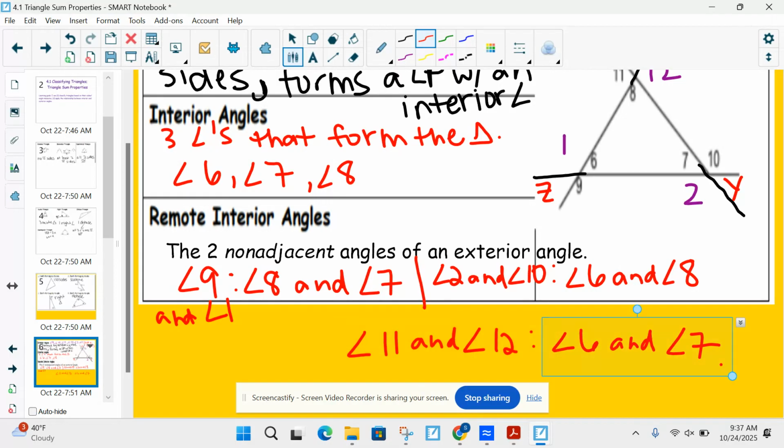Sully. Just to make sure, so 2 and 10 are 6 and 8 because they're not equal to 6 and 8. Well, more on that in a minute. The remote interior angles to angle 2 and 10 are 6 and 8 because they're non-adjacent to 2 and 10.